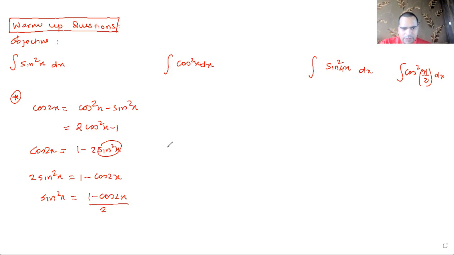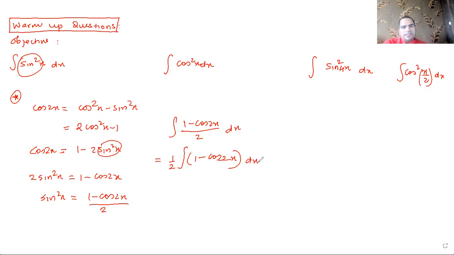Now after this, instead of sine squared x, we're going to take 1 minus cos 2x over 2. Now the good thing is that you couldn't integrate sine squared x directly, but this is something that can be integrated easily. If I take half outside, we get the integration of 1 minus cos 2x.